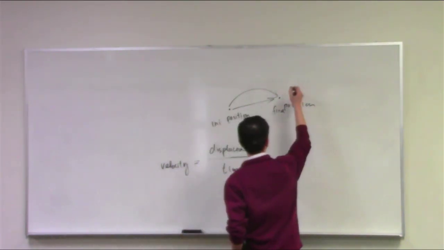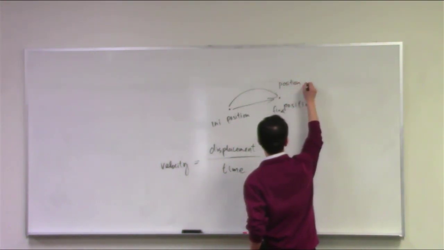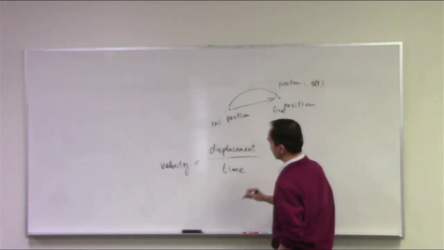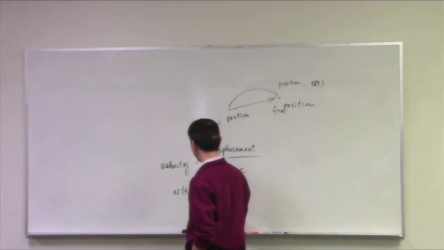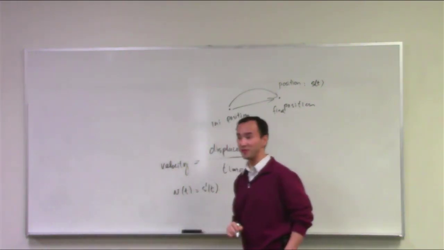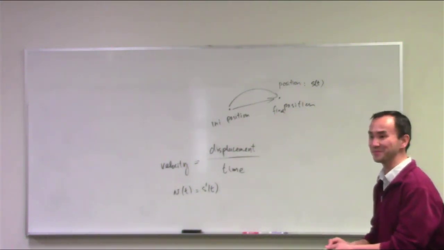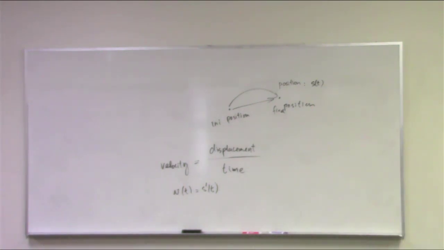So if position is a function of time, S of t here, then velocity, instantaneously, is the derivative of our position function. But this question now talks about speed. It's a concept that a lot of times we mix up with velocity, but they're not really the same.